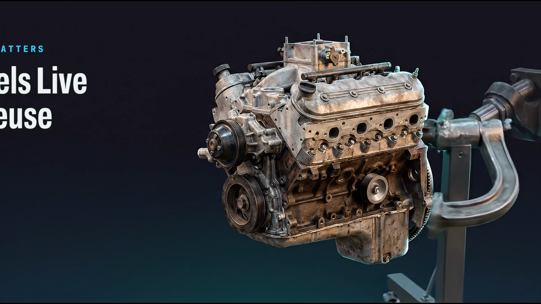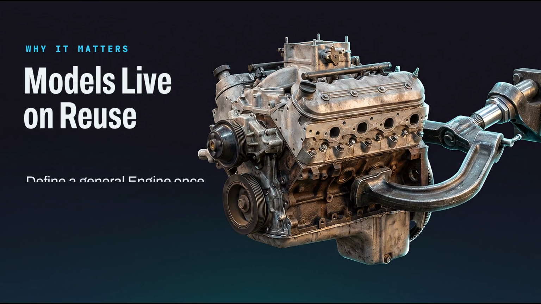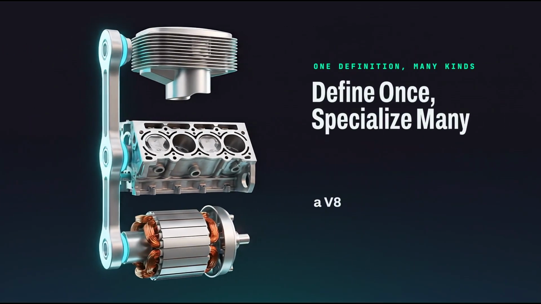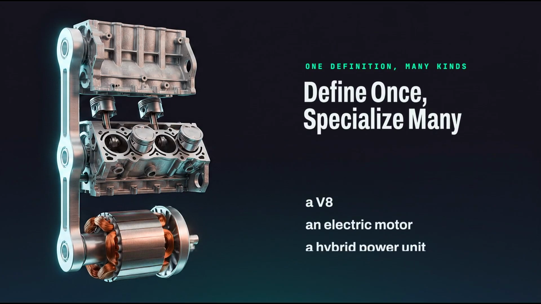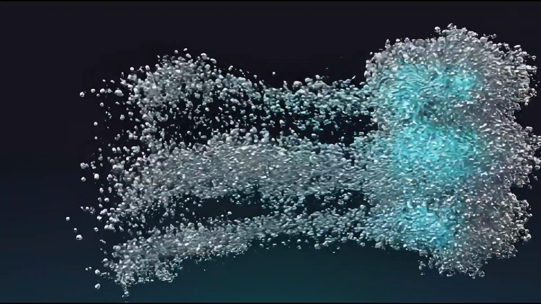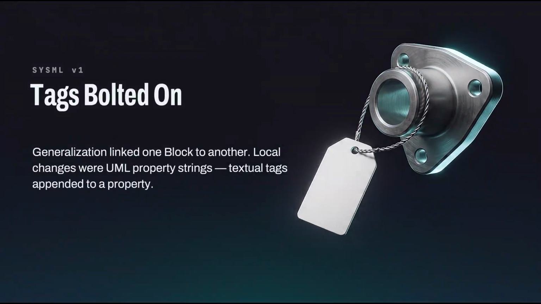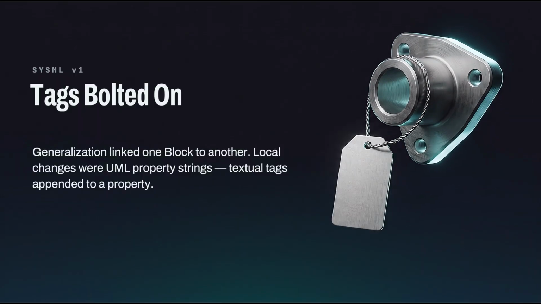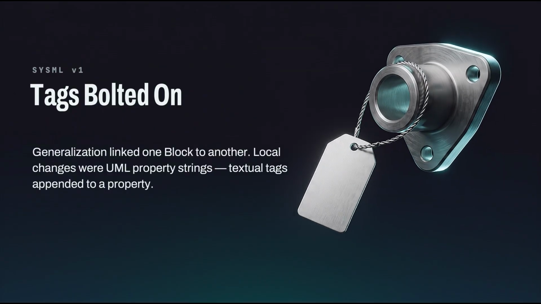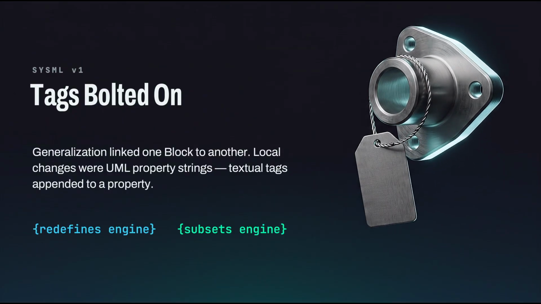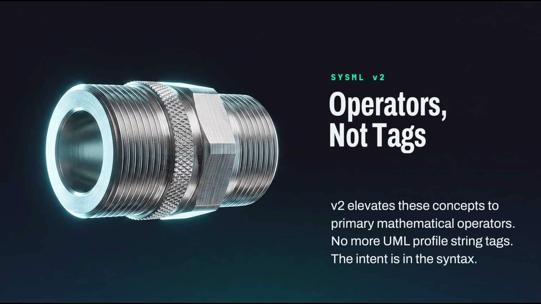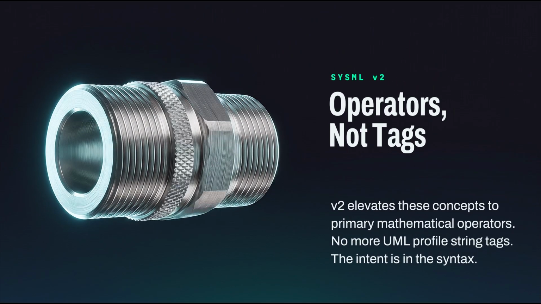Engineering models rely on reuse. We may define a general engine once, then build more specific engine types from it: a V8, an electric motor, or a hybrid power unit. In SysML v1, a generalization relationship could establish that one block inherited from another. To make a local change to an inherited property, modelers used UML property strings like redefines engine or subsets engine. While effective, these were textual tags appended to UML properties.